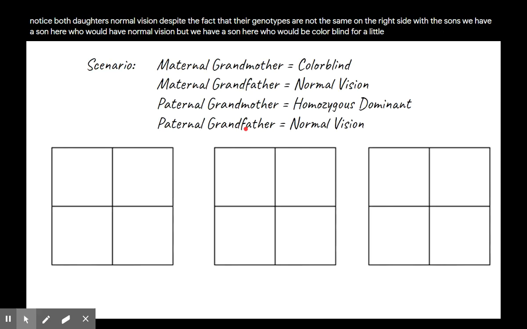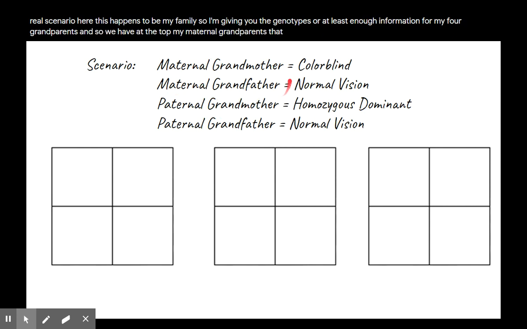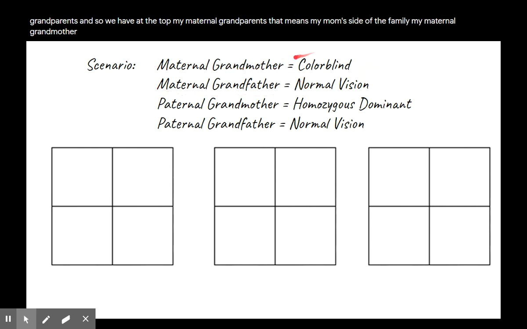For a little practice, I'm going to give you a real scenario here. This happens to be my family. So I'm giving you the genotypes, or at least enough information for my 4 grandparents. And so we have at the top my maternal grandparents. That means my mom's side of the family. My maternal grandmother, uniquely, is colorblind. She is a female, but yet she is colorblind. So you should be able to figure out her genotype. My grandfather has normal vision, my maternal grandfather.